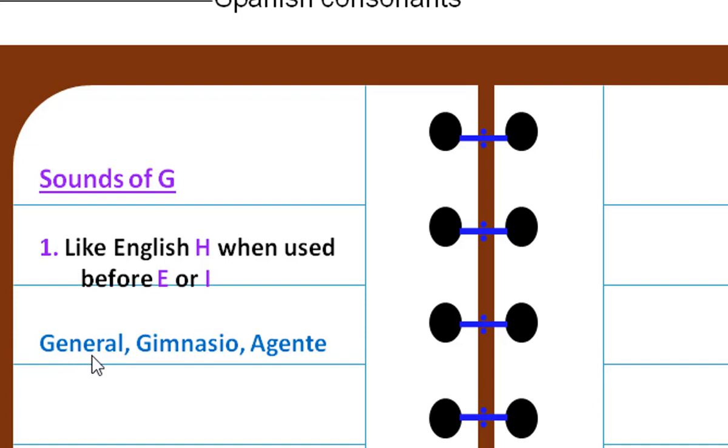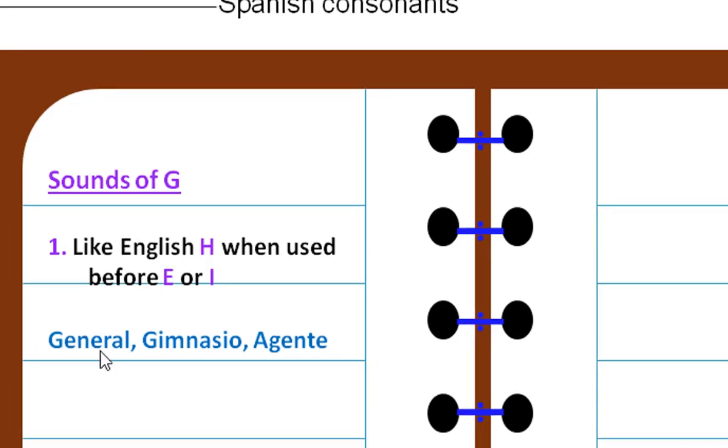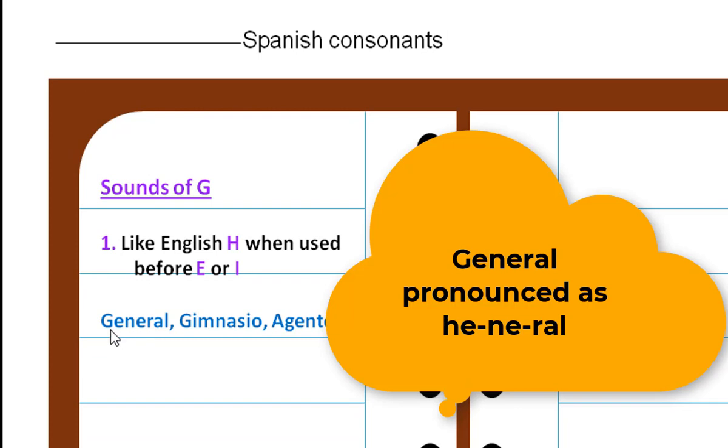Ne, ne, ral, ral. So it's general, general. So what we call general in English becomes general in Spanish. It sounds like general. That is what the pronunciation is, general.